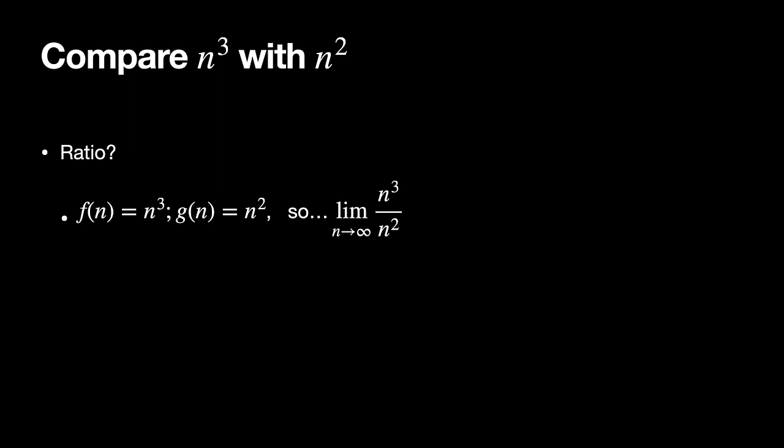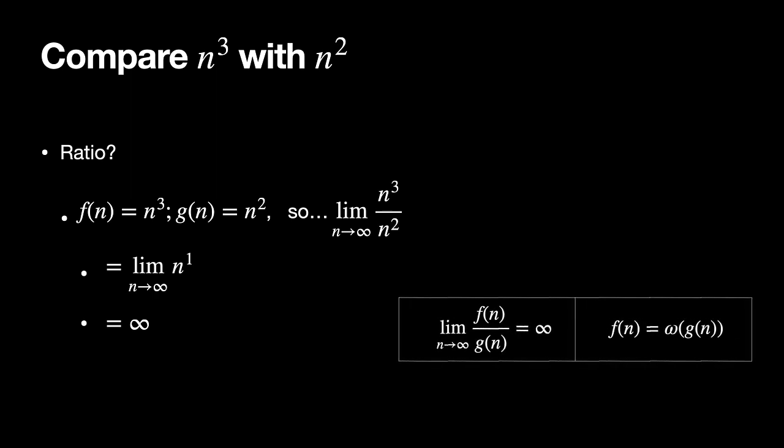So in this case, n cubed is our f, n squared is our g. So we'll be looking at the limit as n goes to infinity of n cubed over n squared. Okay, that simplifies down to just the limit as n goes to infinity of n, which will be infinity. So if you remember from the rules we established earlier, our limit test for the ratio functions when they're equal to infinity is the definition of our little omega. So we can say that n cubed is in little omega of n squared.